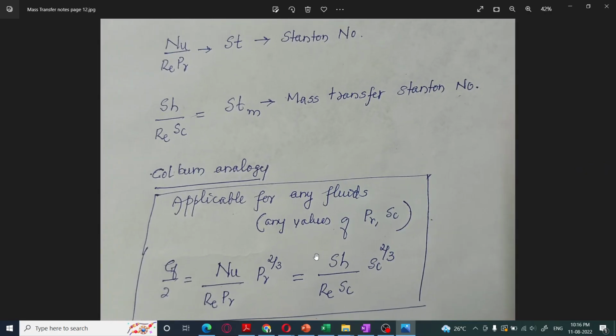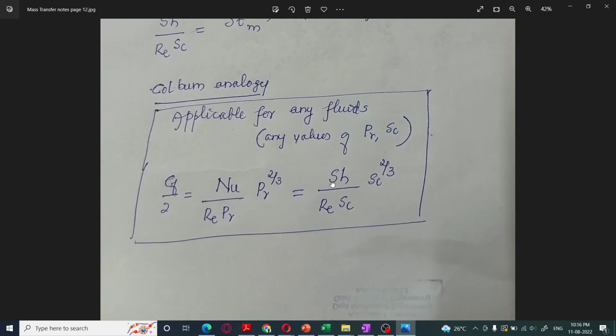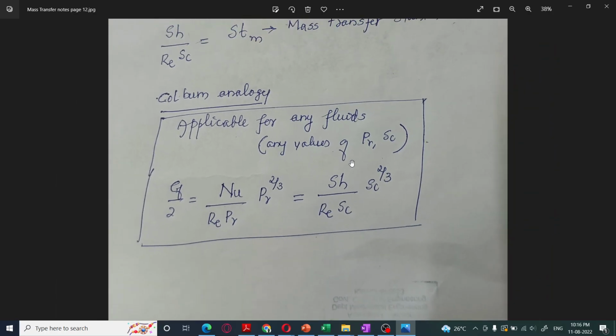So these are the things which I wanted to share with you. There can be a problem from this topic also. For that, you have to use any of these analogies along with the particular equations.